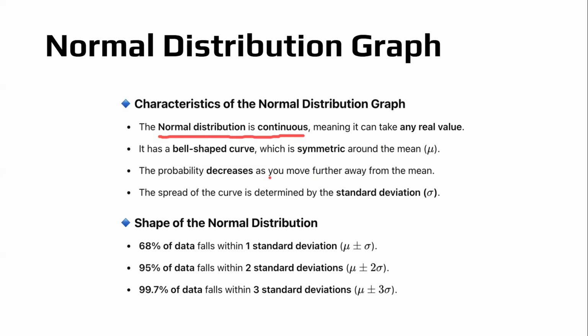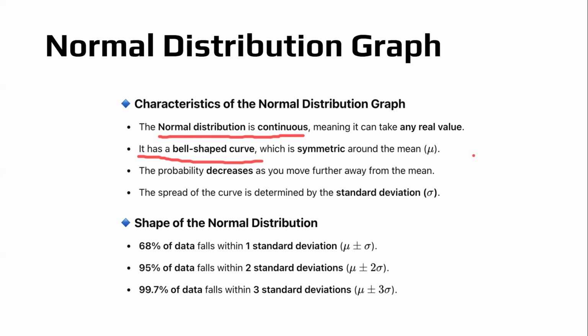I told you, right? When we were discussing the continuous and infinite possibilities, uncountable things are represented only by a range, meaning it can take any real value. So it has a bell-shaped curve, which we already discussed, which is symmetric around the mean.